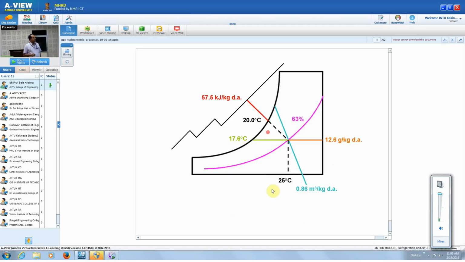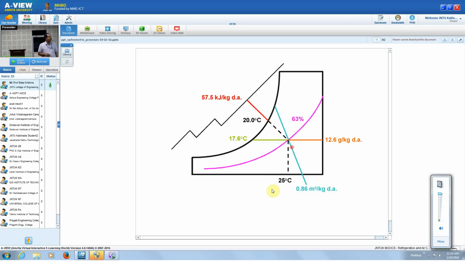This wet bulb temperature line is also similar to the enthalpy line, the same line. You extend this line up to the saturated line. Where it meets, you get a value, that is the specific enthalpy, which is 57.5 kilojoules per kg of dry air. So this is the reference point.